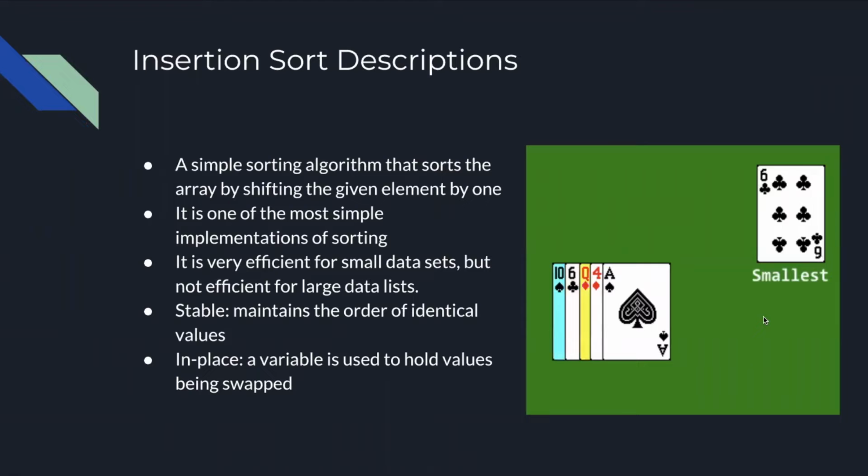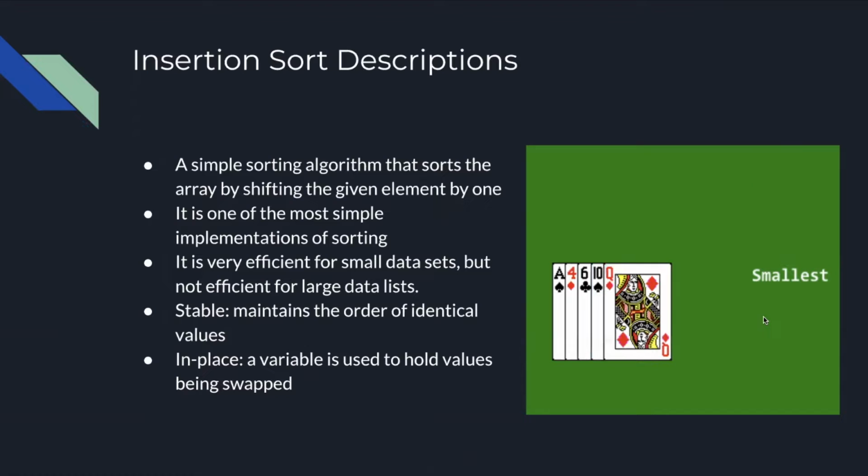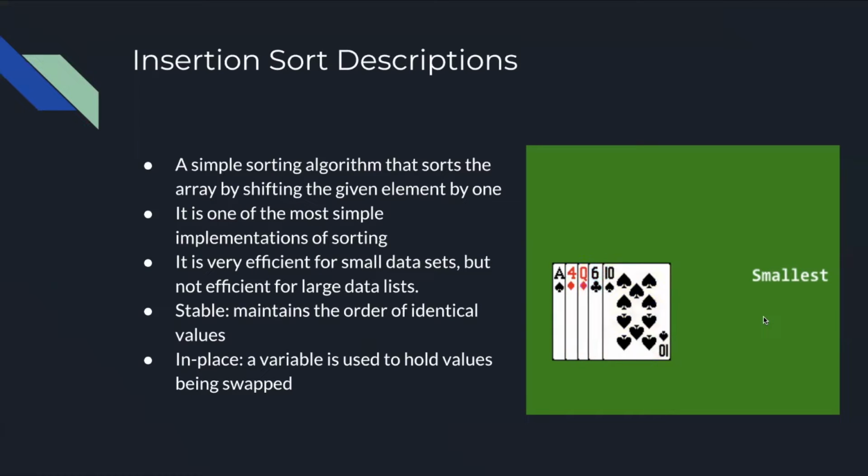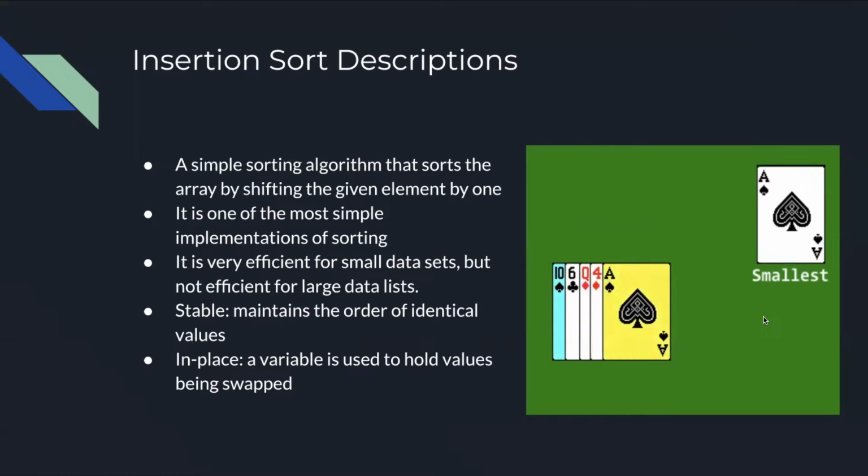Insertion sort is a simple algorithm that sorts the array by shifting the given element by one. It's one of the most simple implementations of sorting. It's very efficient for small data sets, but not very efficient for large data sets. It's also stable, which means it maintains the order of identical values, as well as in place. It has a variable that is used to hold variables that are being swapped. As you can see in the GIF to the right, it's just taking the deck of cards and sorting them in order from least to greatest.